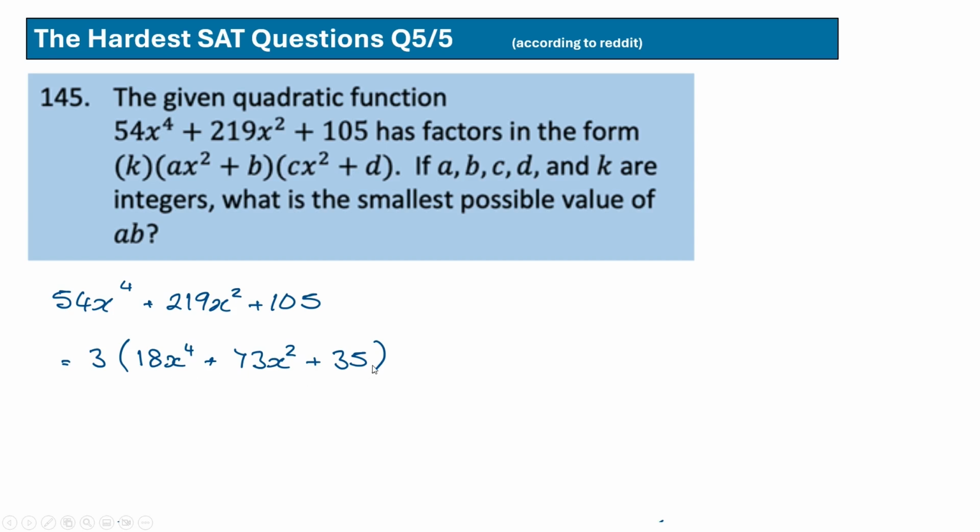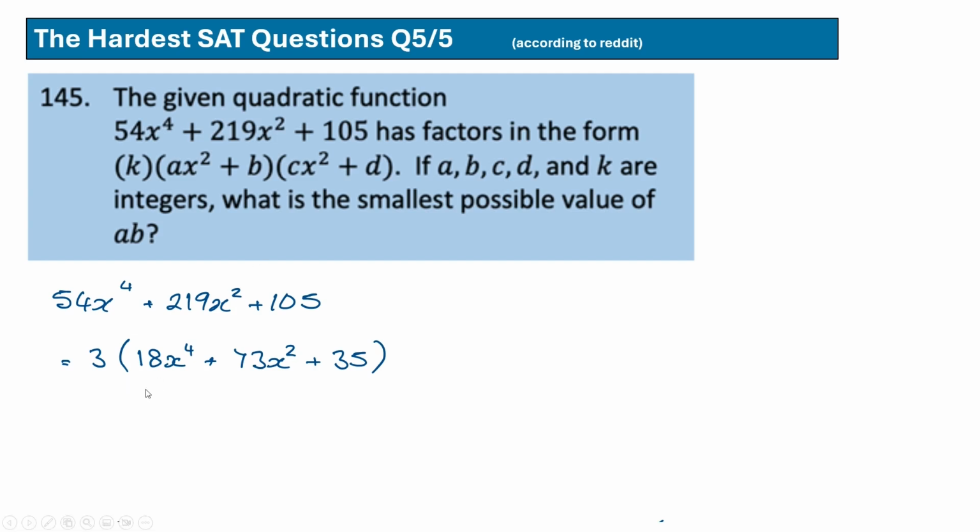Now, if I look at the 35, 35 has prime factors 5 and 7, and I cannot divide 18 by 5 or 7, so this is as simple as I can go. Just looking at this now, I can see that k is going to be equal to 3. One thing I did miss out, to be clear: a, b, c, d, and k are integers, so there's no messing around with halves or fractions or anything else.